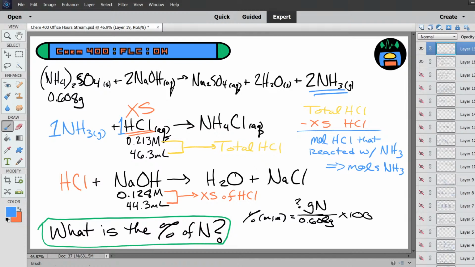All right. And what we need are the grams of NH3. So once we have the moles of NH3, we convert the moles of NH3 to moles of nitrogen, and then we convert it to grams of nitrogen, and then we take this little box, plug it in here, and that'll give us the percentage.